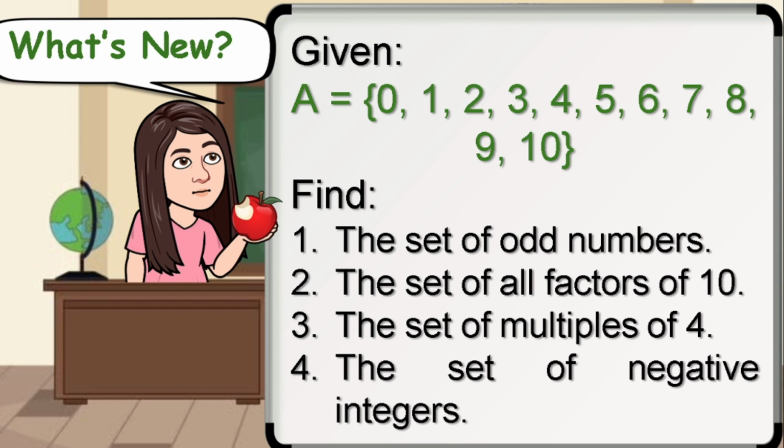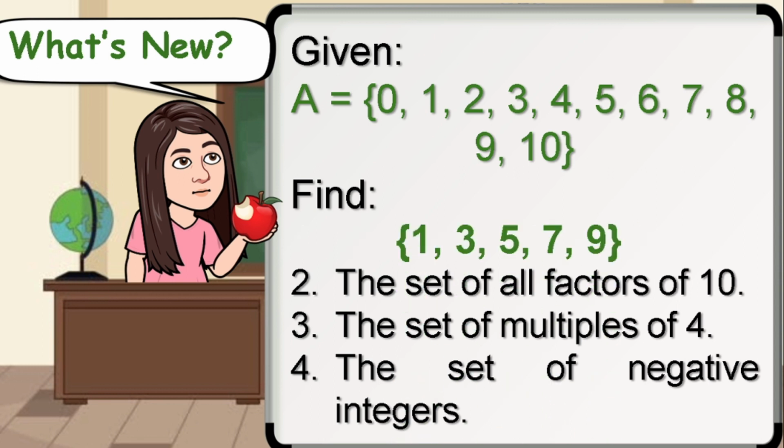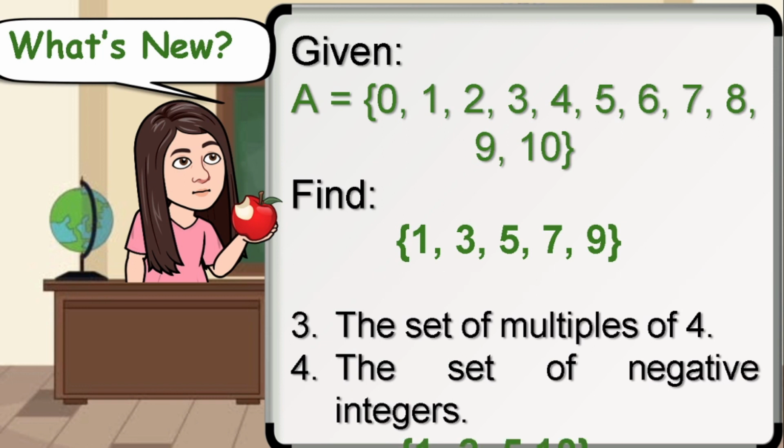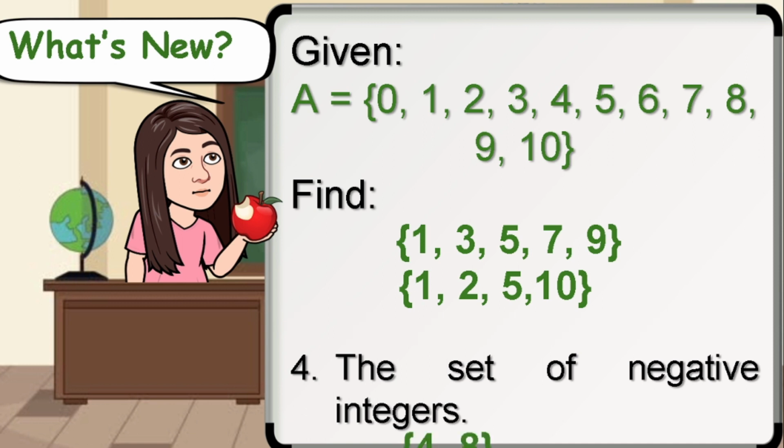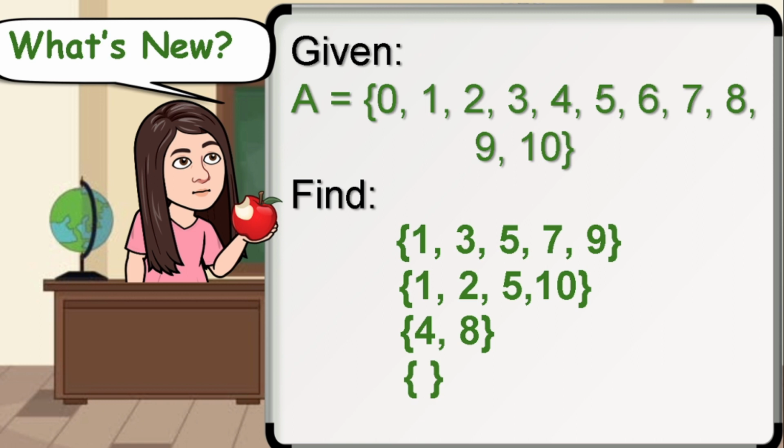Let's check your answers. Recall that our given is the set of whole numbers less than 11. So for number 1, the set of odd numbers are 1, 3, 5, 7, and 9. Number 2, the set of all factors of 10. The answers are 1, 2, 5, and 10. Number 3, the set of multiples of 4. Therefore, the elements are 4 and 8. Number 4, the set of negative integers. Our answer will be an empty set because whole numbers don't have negative integers.